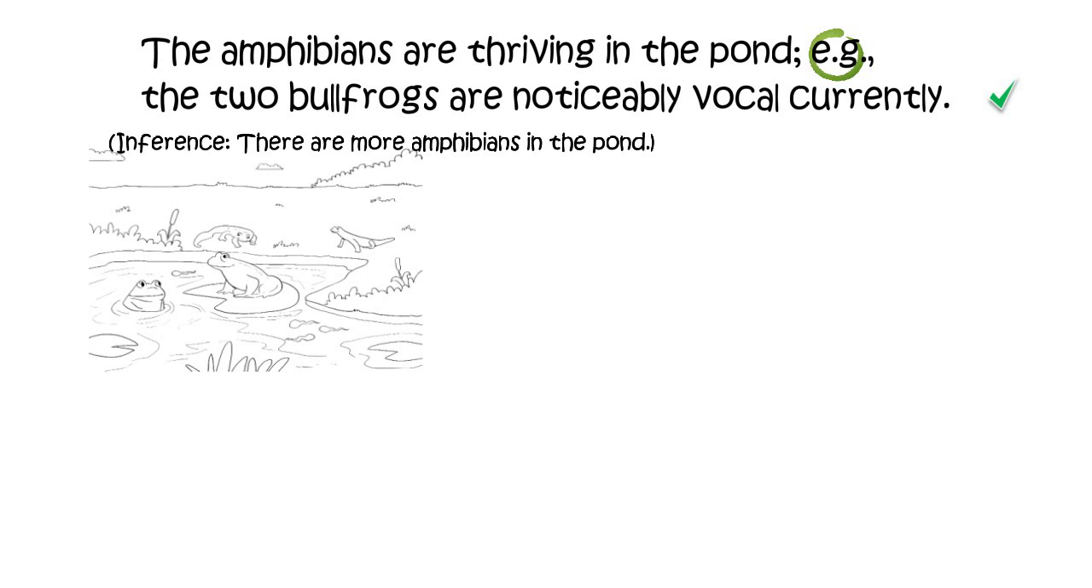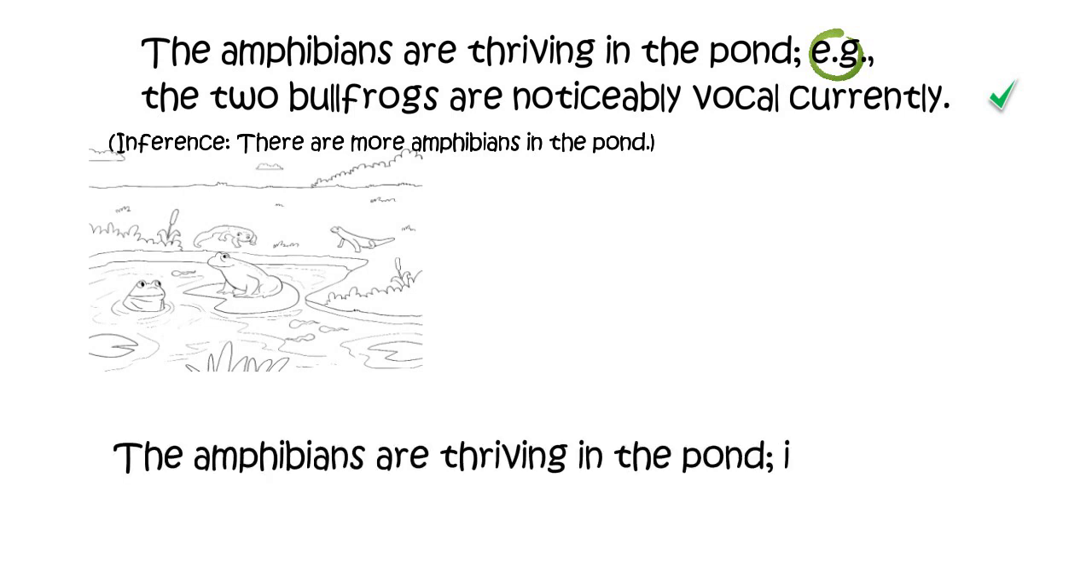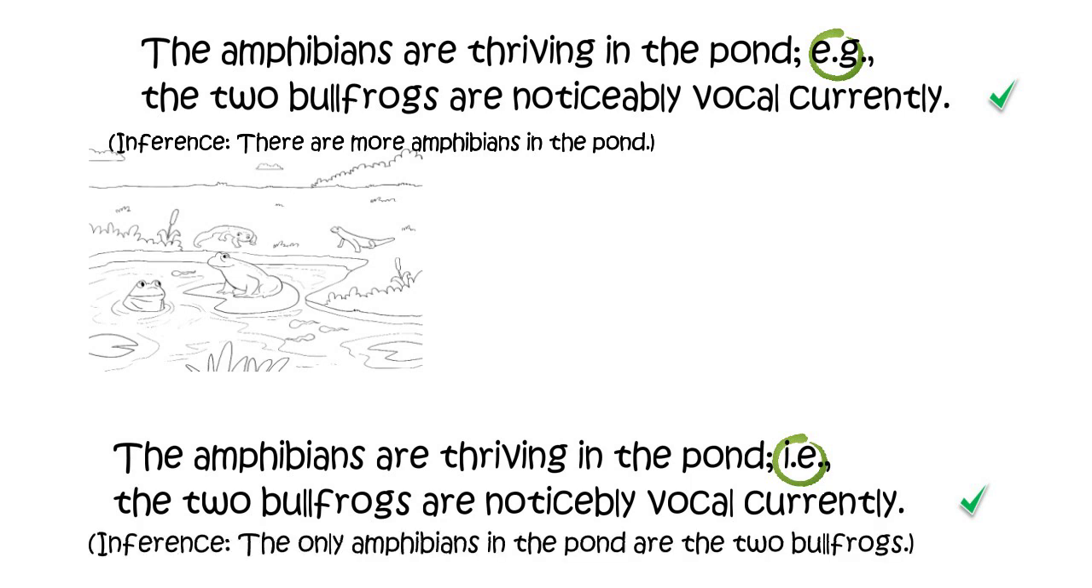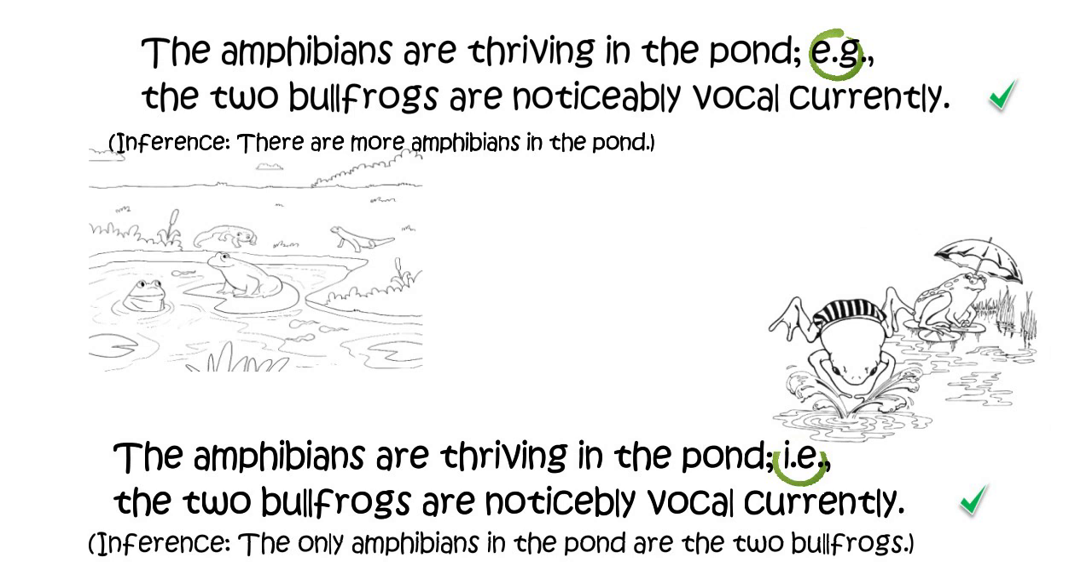Let's look at it with IE. The amphibians are thriving in the pond. In other words, the two bullfrogs are noticeably vocal currently. Now this is also correct. But from this sentence, readers would infer that the only amphibians in the pond are the bullfrogs.